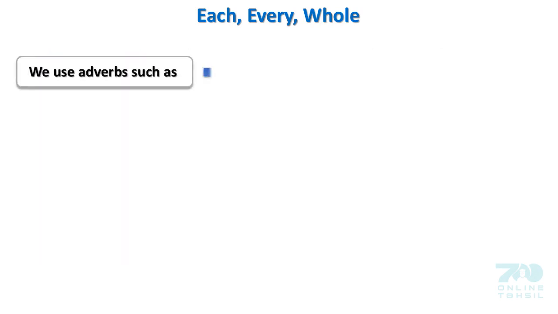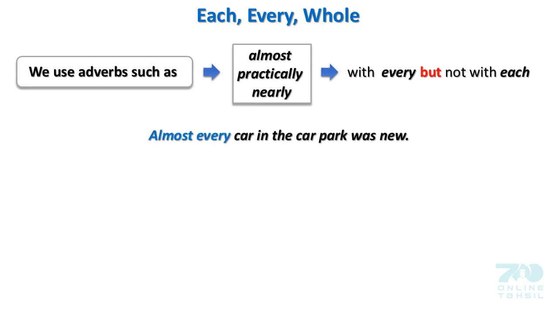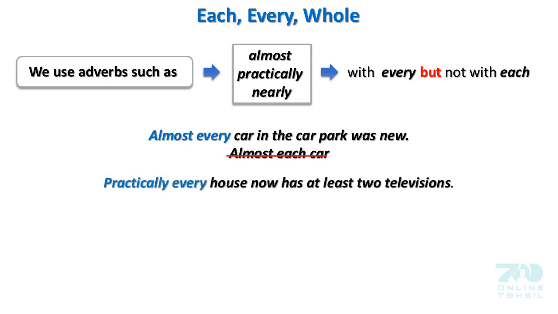We use adverbs such as almost, practically, and nearly with every, but not with each. Almost every car in the car park was new, not almost each car. Practically every house now has at least 2 televisions, not practically each house.